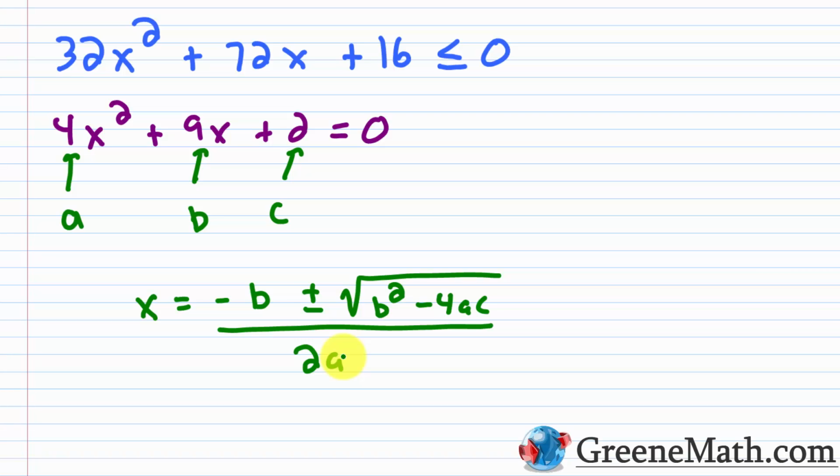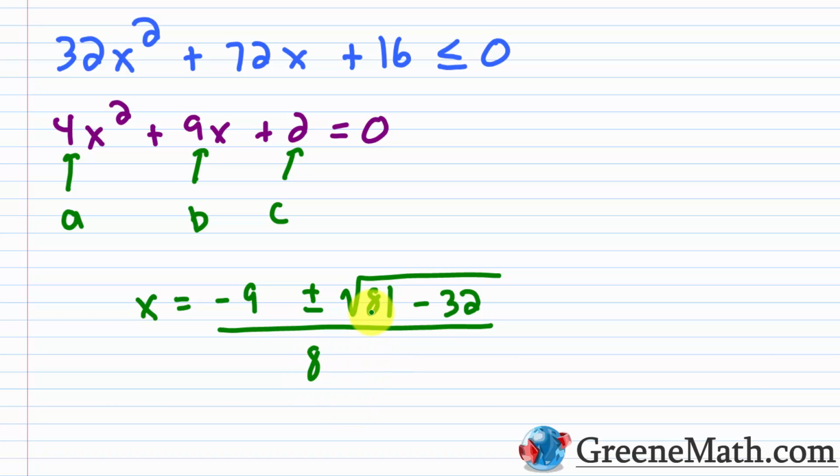Okay, so negative b, we have negative 9 plus or minus the square root of b squared. 9 squared would be 81 minus 4 times a times c. Well, a here is 4, c here is 2. So negative 4 times 4 is negative 16. Negative 16 times 2 is negative 32. So this would be minus 32 here. Then we have 2 times a in the denominator. A is 4, so 2 times 4 is going to be 8.